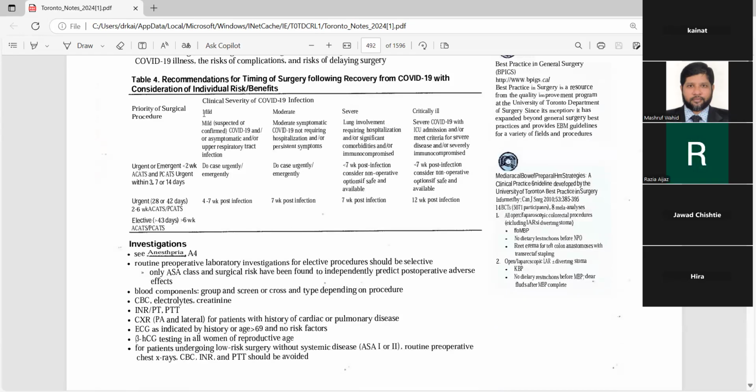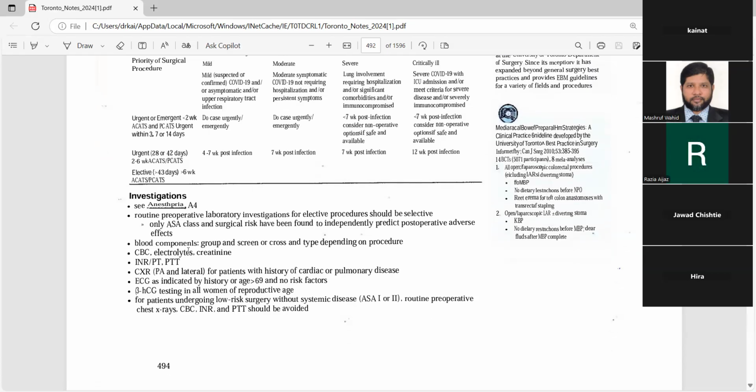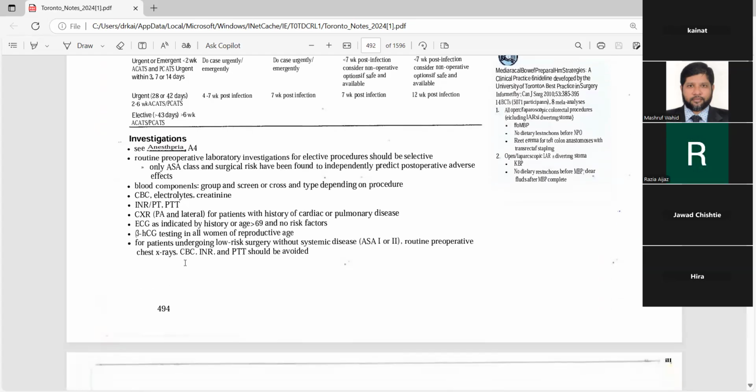you can read which one is mild, moderate, and severe. So, priority of the surgery. If it's on the basis of COVID-19, you can just give it a read, okay? Then comes the investigation. What are the investigations? Knowing the investigations, you can always write down, I can do this, this, this. Mainly, which scenario you need to write which investigation, that's important, okay?